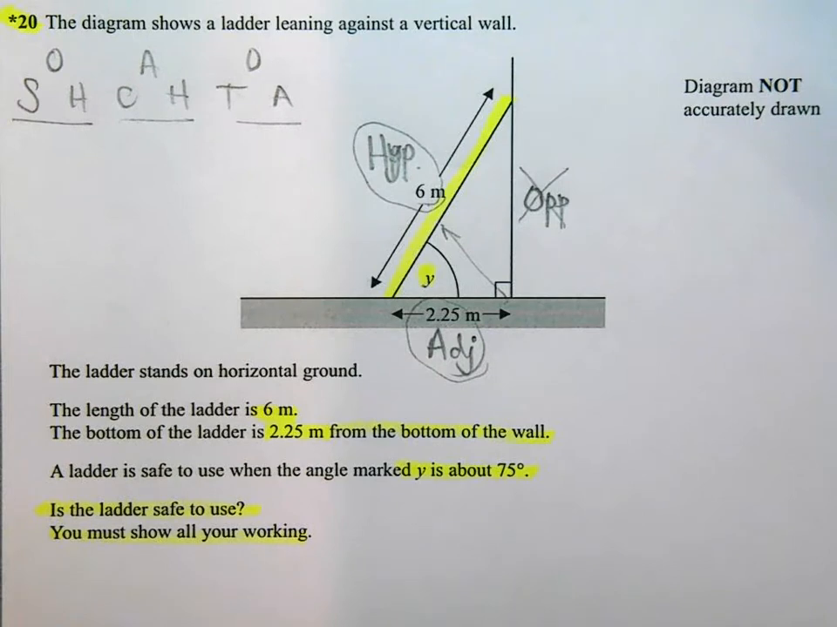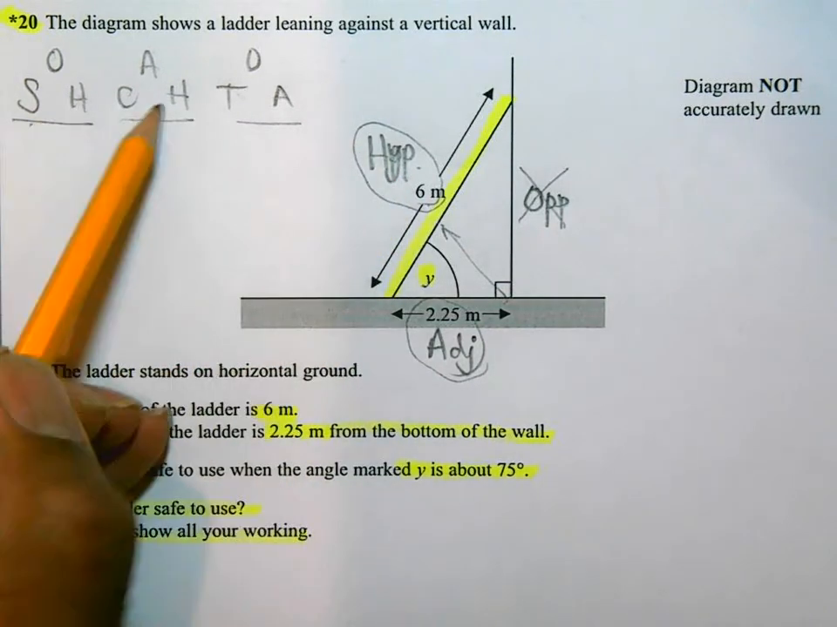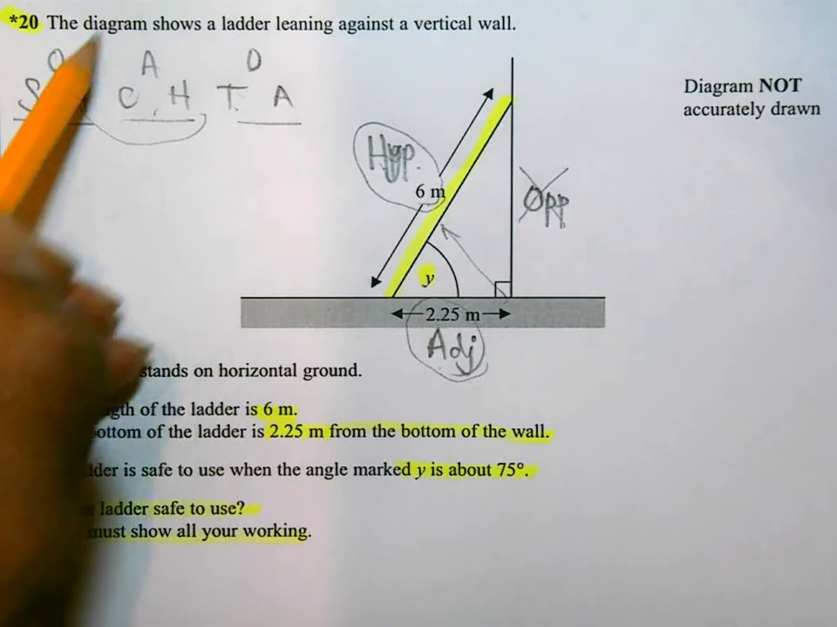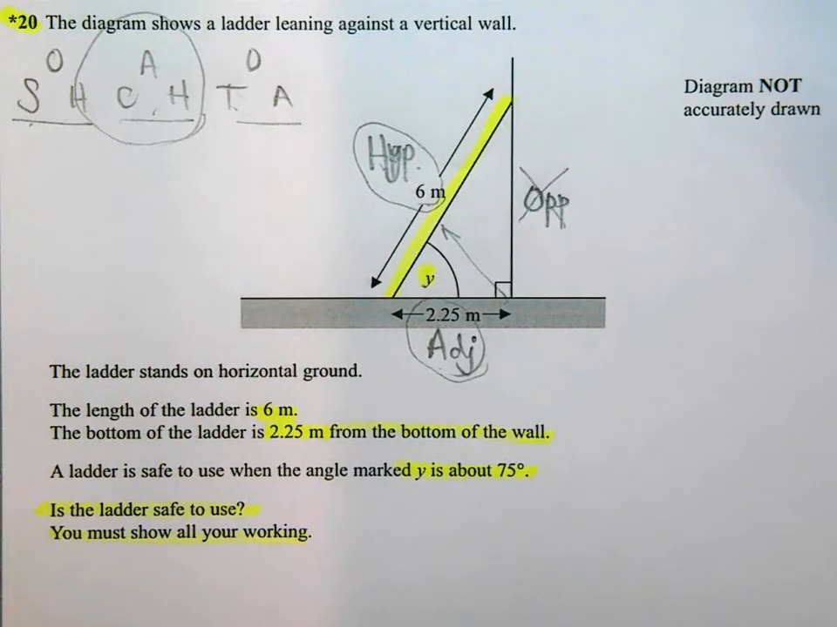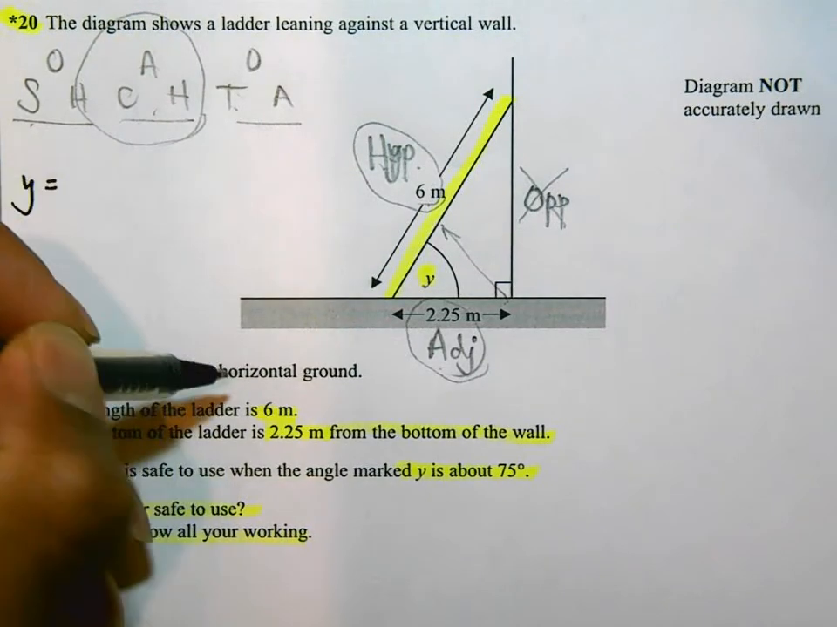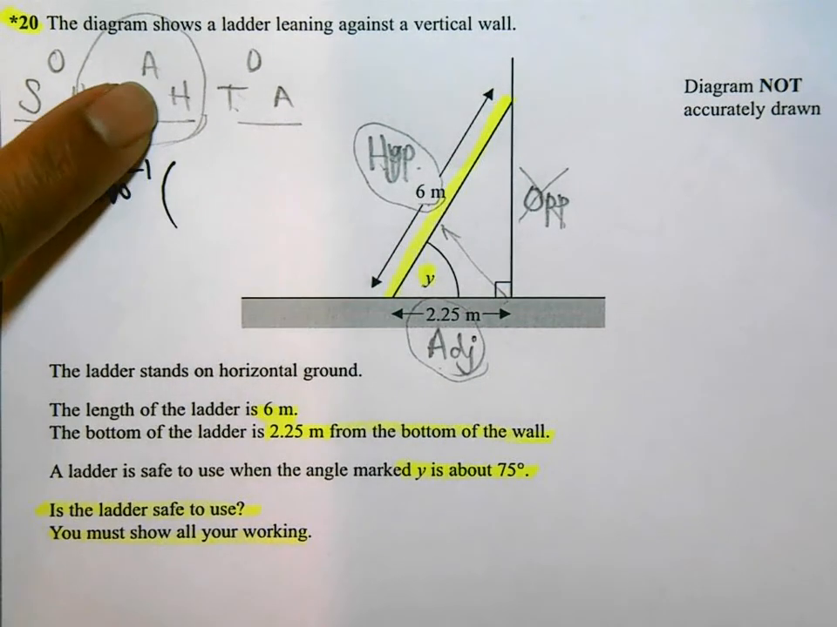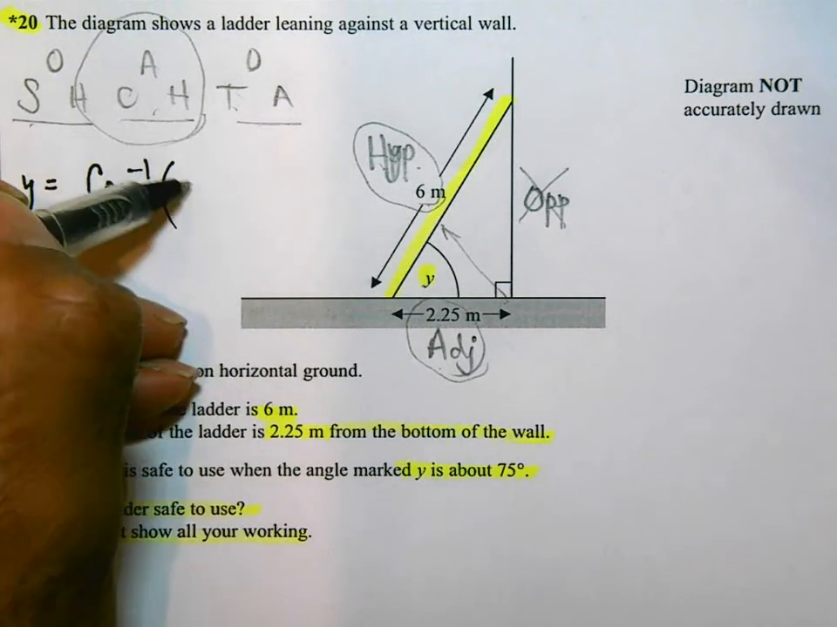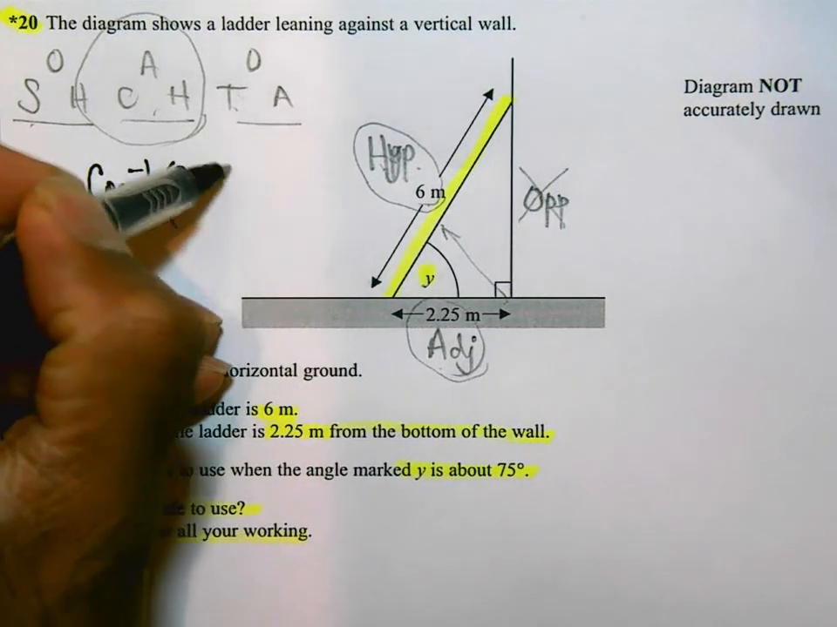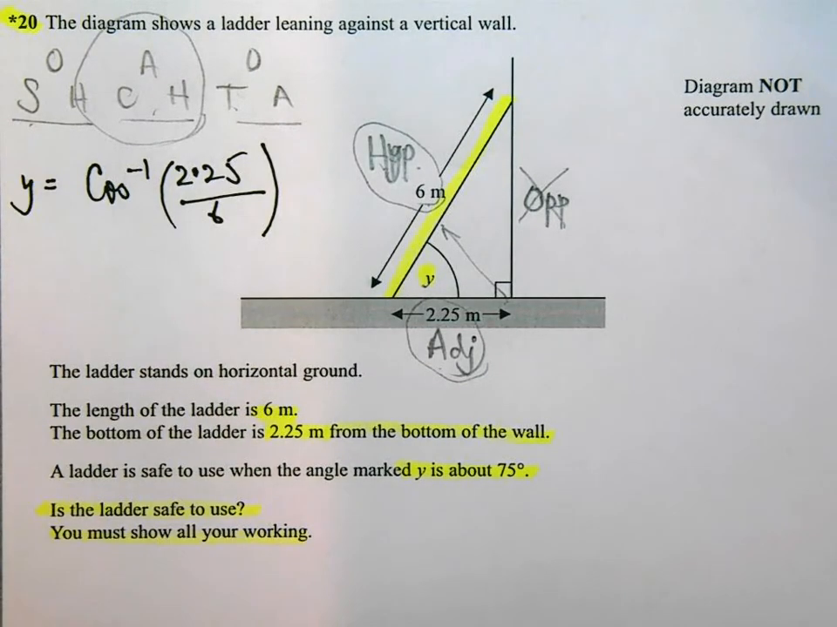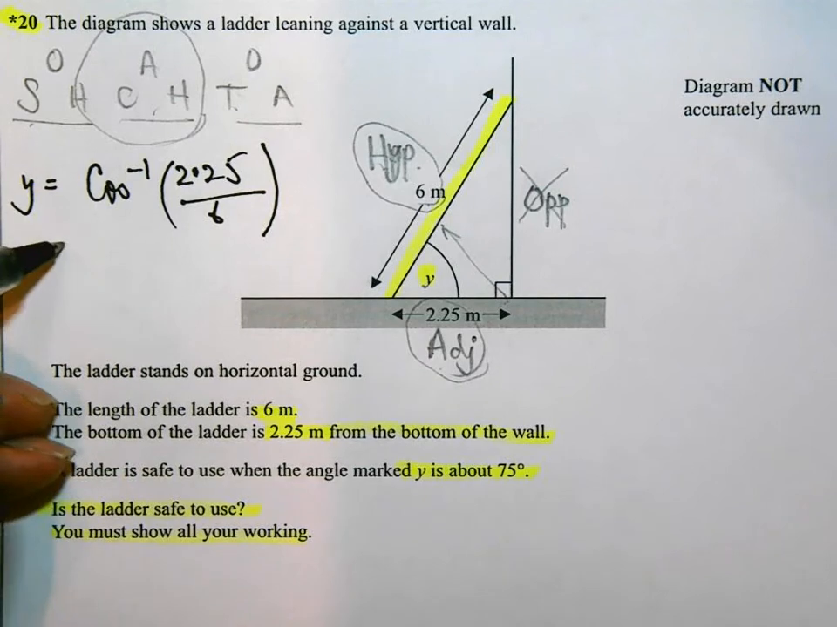I need to find which of the three ratios has A and H, adjacent and hypotenuse, in it, and that's going to be this one here, cos. And because it's the angle Y that I'm trying to find, I need to do the inverse cos, and if I cover this up, it's adjacent divided by hypotenuse. The adjacent is 2.25 divided by the hypotenuse, which is 6. That's it. I need to stick that into my calculator and work out the value.